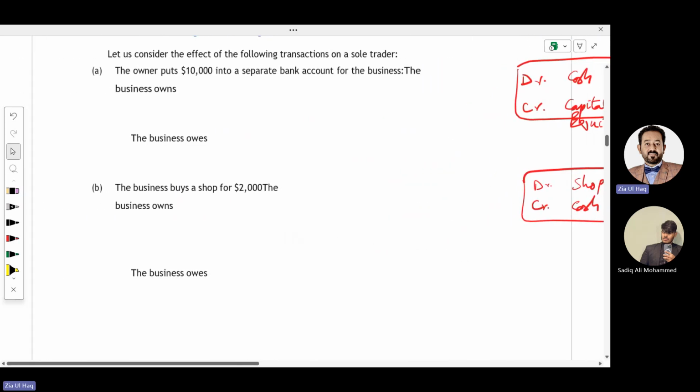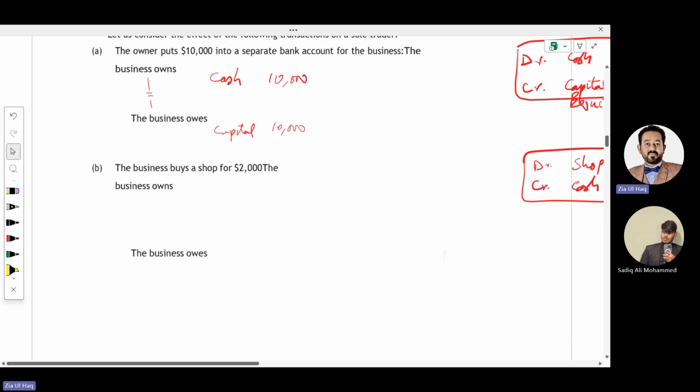What does the business own from this transaction? Cash of 10,000. What does the business owe? The owner's money, we owe it to the owner. He can withdraw from the business anytime. So the business owes capital of 10,000. And what the business owns and owes should always be equal. Cash 10,000, capital 10,000.